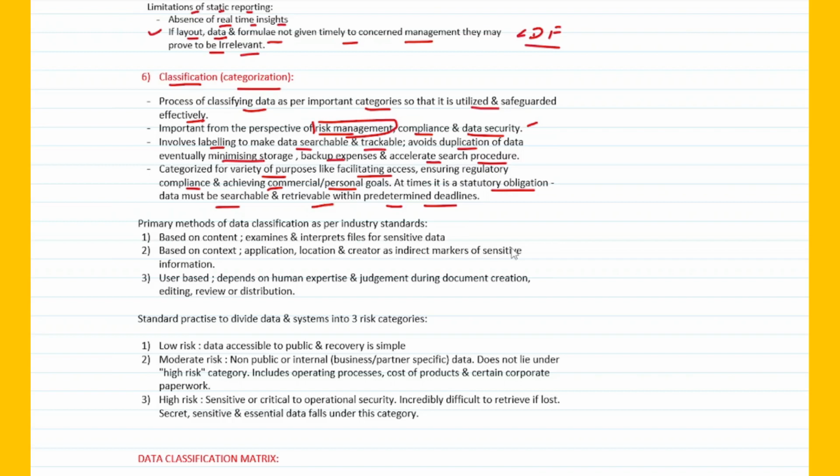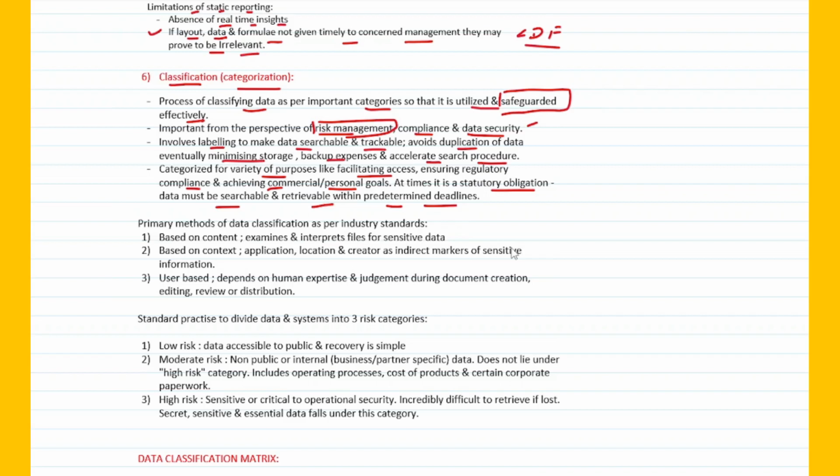So let's revise what is categorization or classification once again. Classification simply means dividing data into different categories so that it is utilized and safeguarded. Please remember, utilized is very obvious, but it has to be safeguarded also. So for safeguarding purposes also, classification plays a very important role. It is important from the risk management perspective and data security. It involves labeling. Now what does labeling do? It makes data searchable and trackable, and duplication of data is avoided. Eventually, what does avoiding duplication do? It minimizes storage and backup expenses, and accelerates the search procedure.